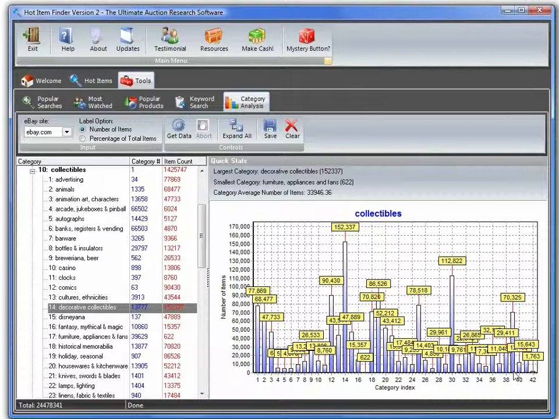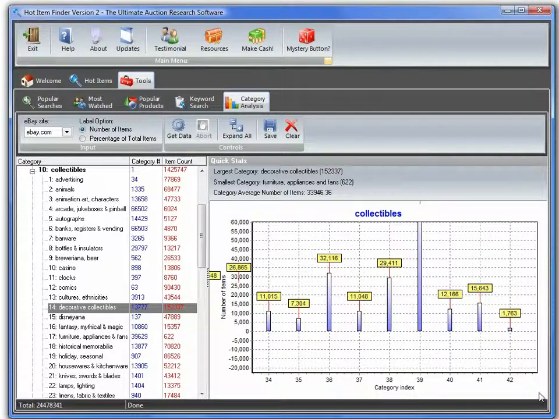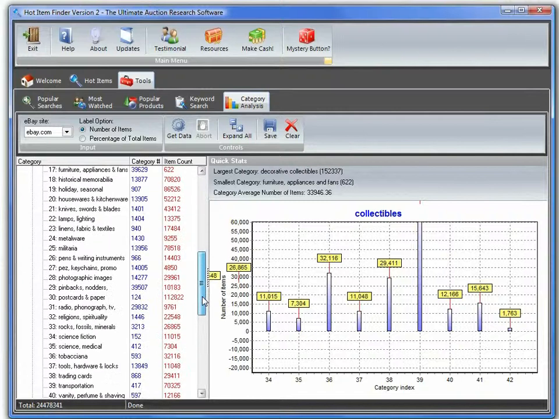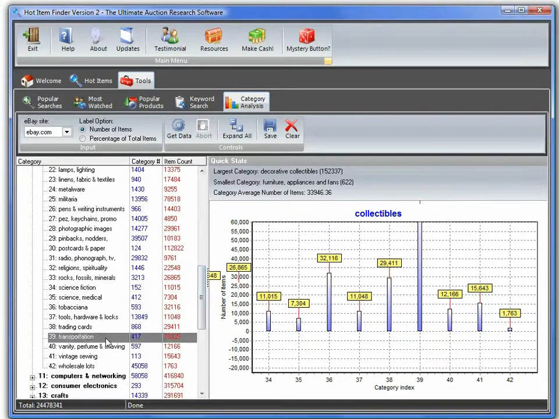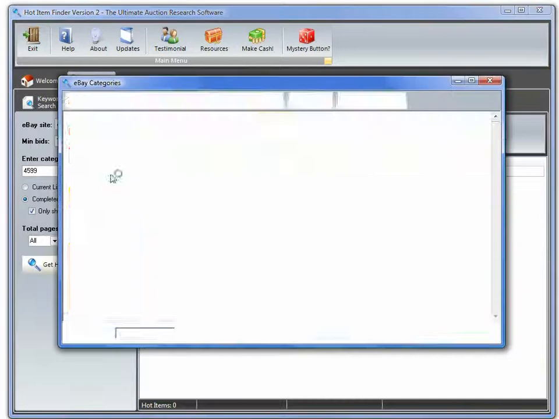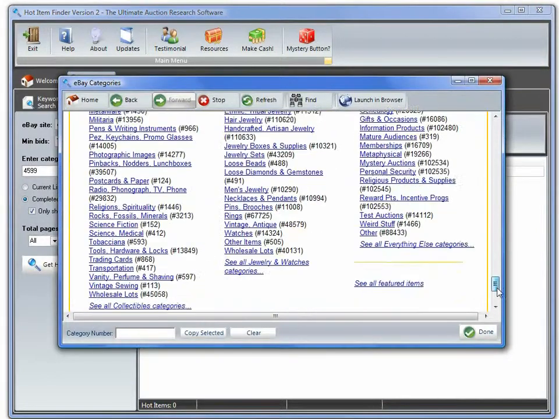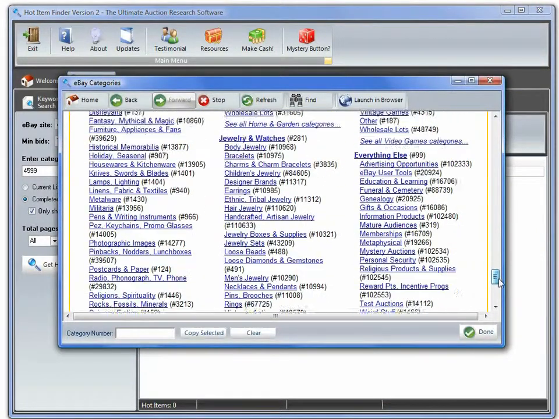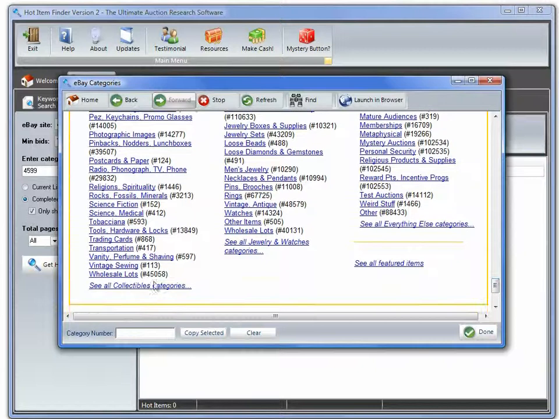How about this one here? And if you can't see here, you can actually zoom in by going like this with your mouse. We can see that's 39. Let's look down here. 39. Transportation. Let's take a look at that one. Back to hot items. Category. Go down to collectibles here. Yeah, look for transportation. That's 417.